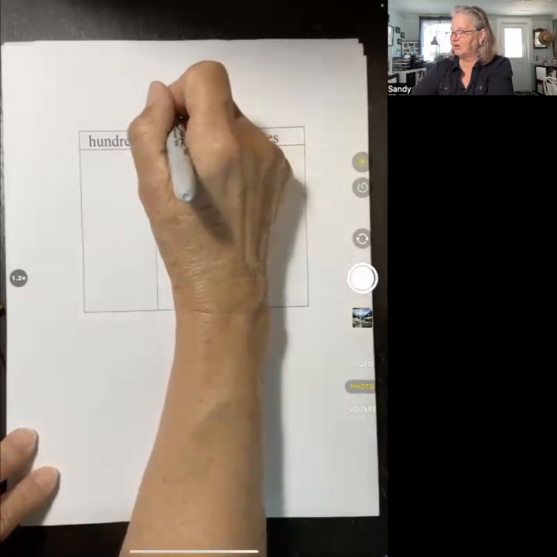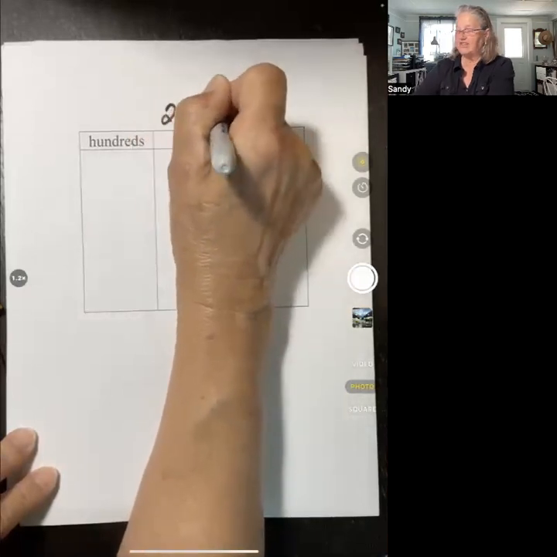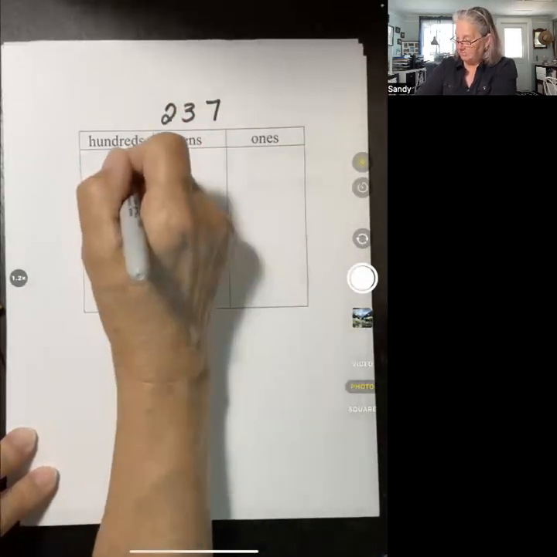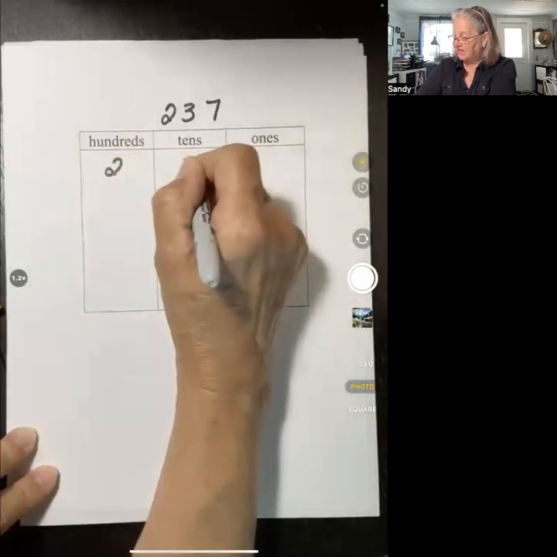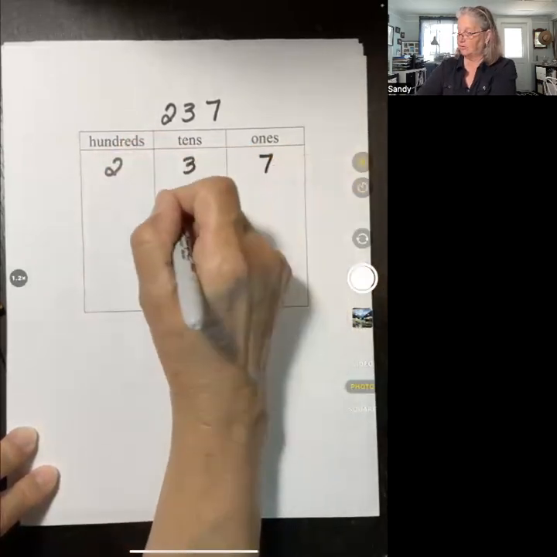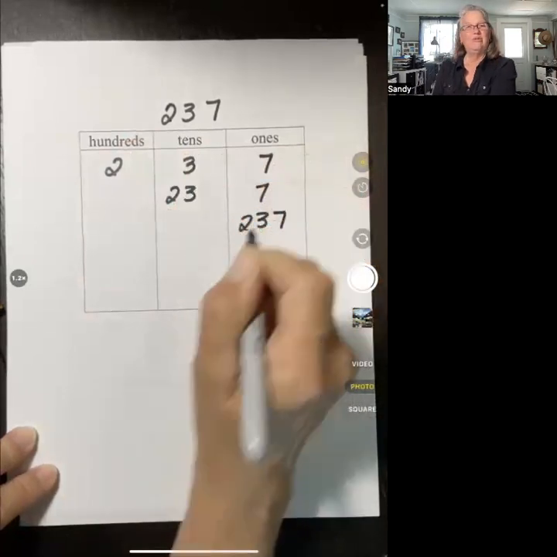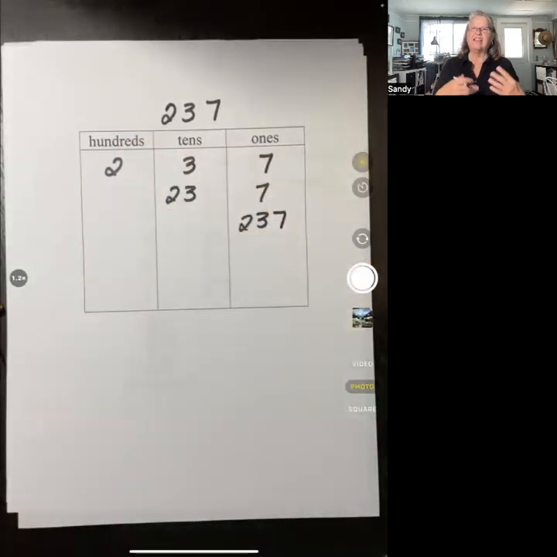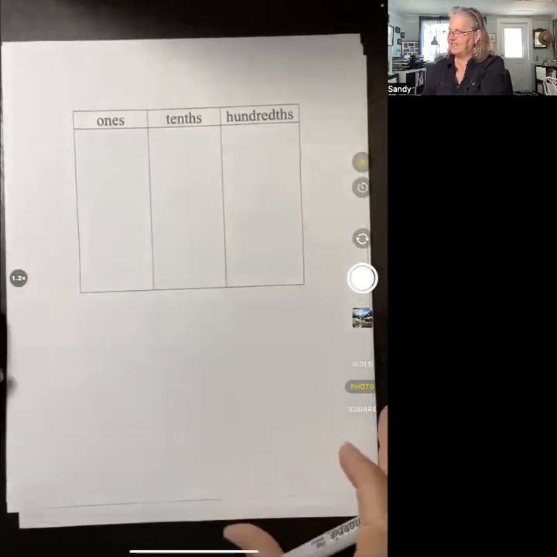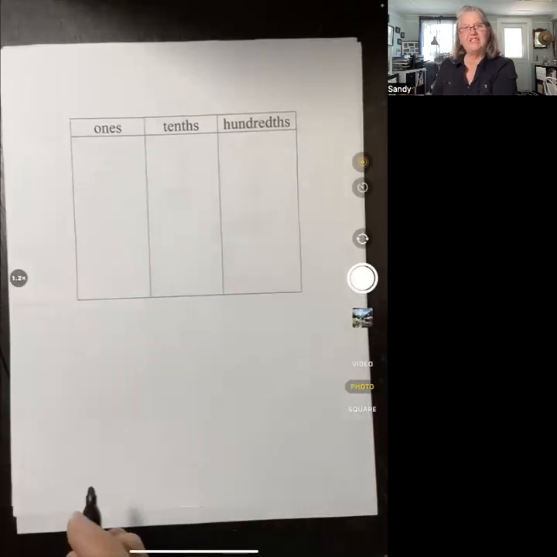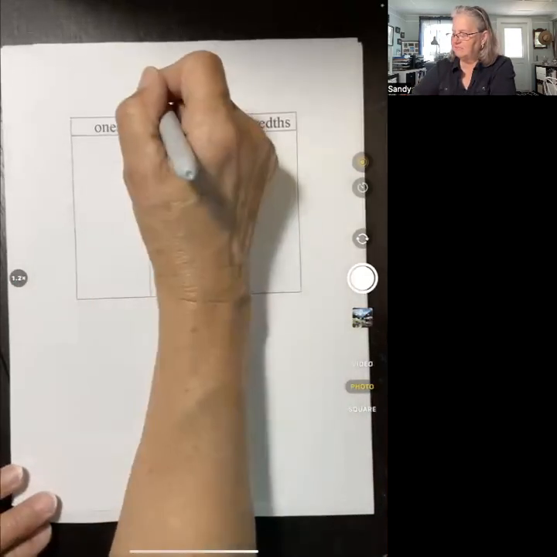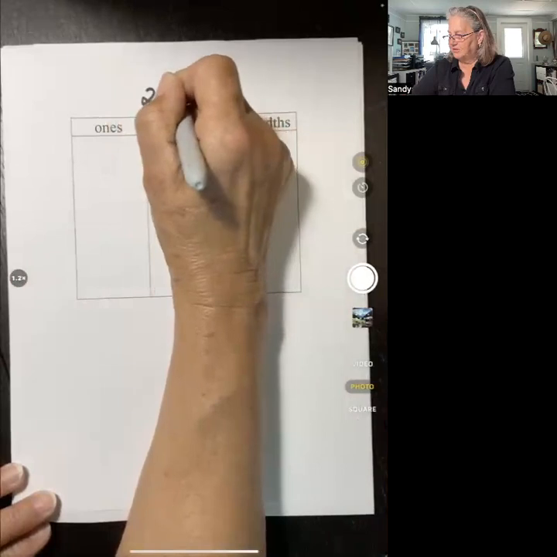What if I had the number 237? Right? I could make it with 2 hundreds, 3 tens, 7 ones, 23 tens, 7 ones, 237 ones. You get the idea that that comfort, that fluency is important. And when I get here, the equivalency, see, I could also do it with decimal numbers.